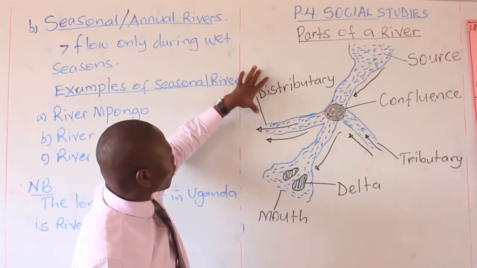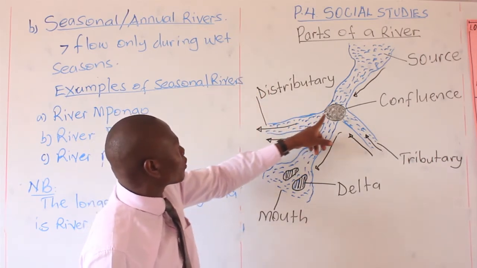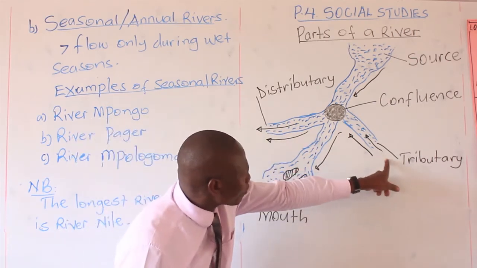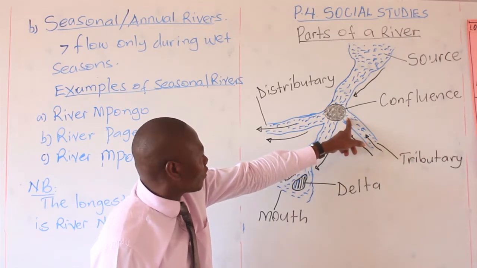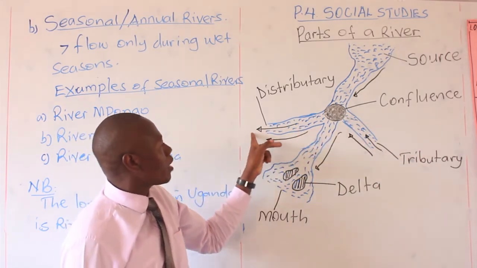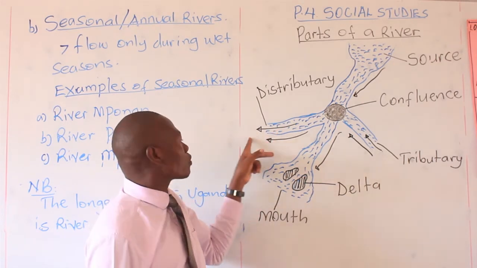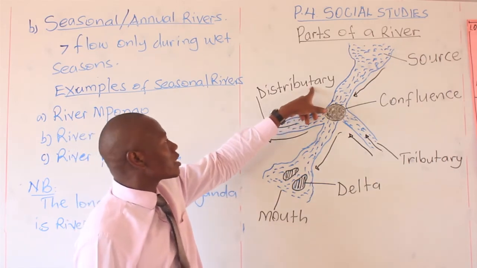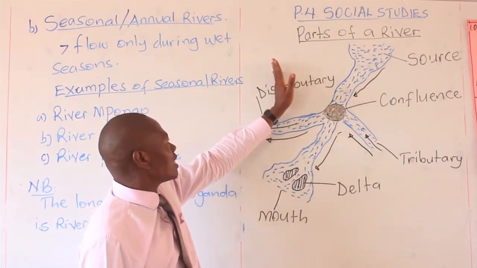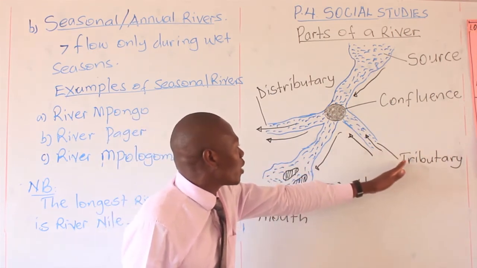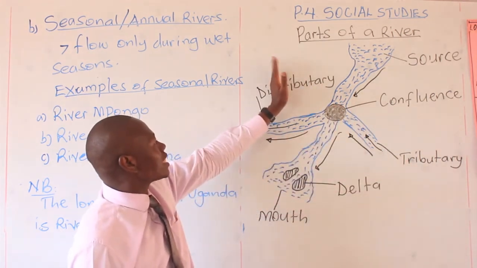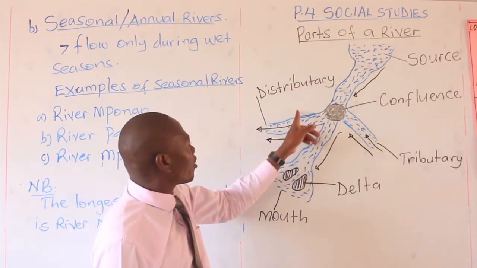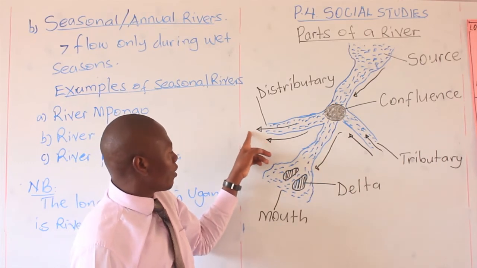Let's talk about this part of a river. We have this river which is flowing towards this direction. Get the difference. You have these arrows entering into the river, and you have these ones which are getting out of that river. The ones which are getting out of a river, or flowing away from the river, we call them what? Distributaries. The word comes from the word distribute, with the word tree. It's called what? Distributary. It's a river which is flowing away from our main river here.